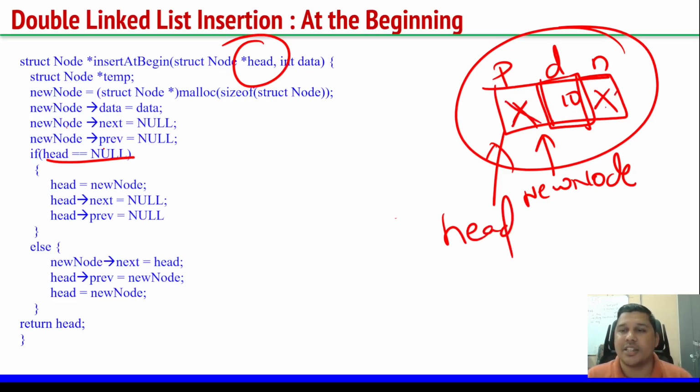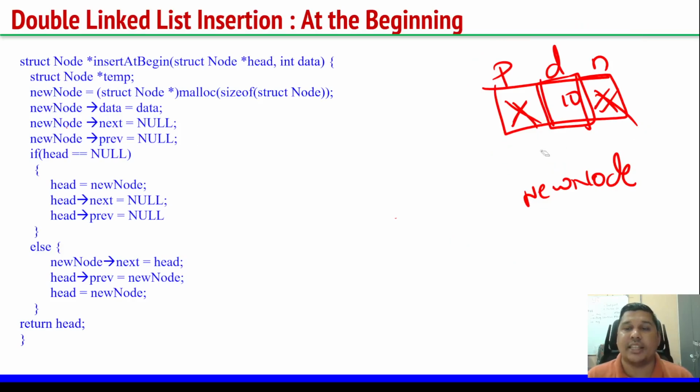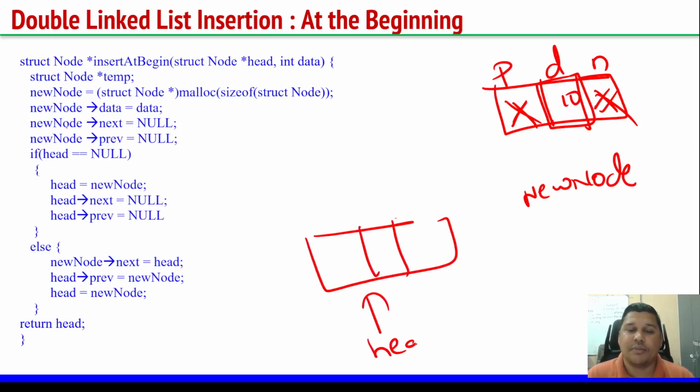Already this is null, this is null. Okay. If it indicates that there are some elements already in the list, then you have on your head node here, this is your head node, this will be initially null, this will be 20, and this will be pointing to something like this.